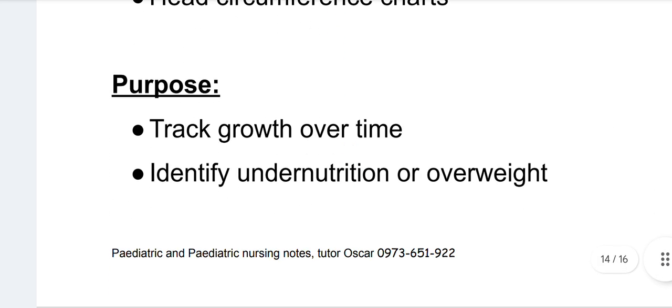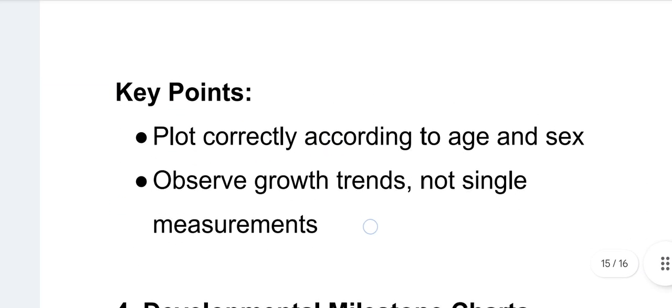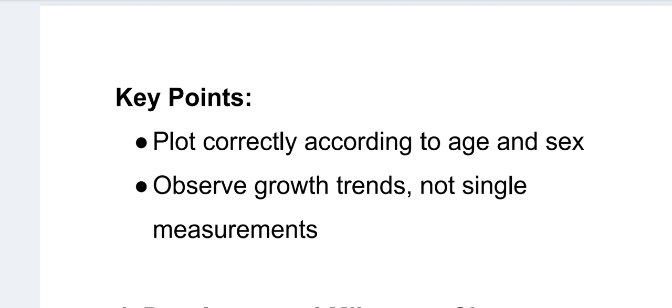So the purpose is to track growth over time. We just want to know if the child is really growing, identify undernutrition or overweight, and monitor that. Whenever you are plotting weight for age and weight for height, make sure that you plot correctly according to age and sex. You observe growth trends, not single measurements. So you need to make sure that you are also using the previous results as a point of reference.